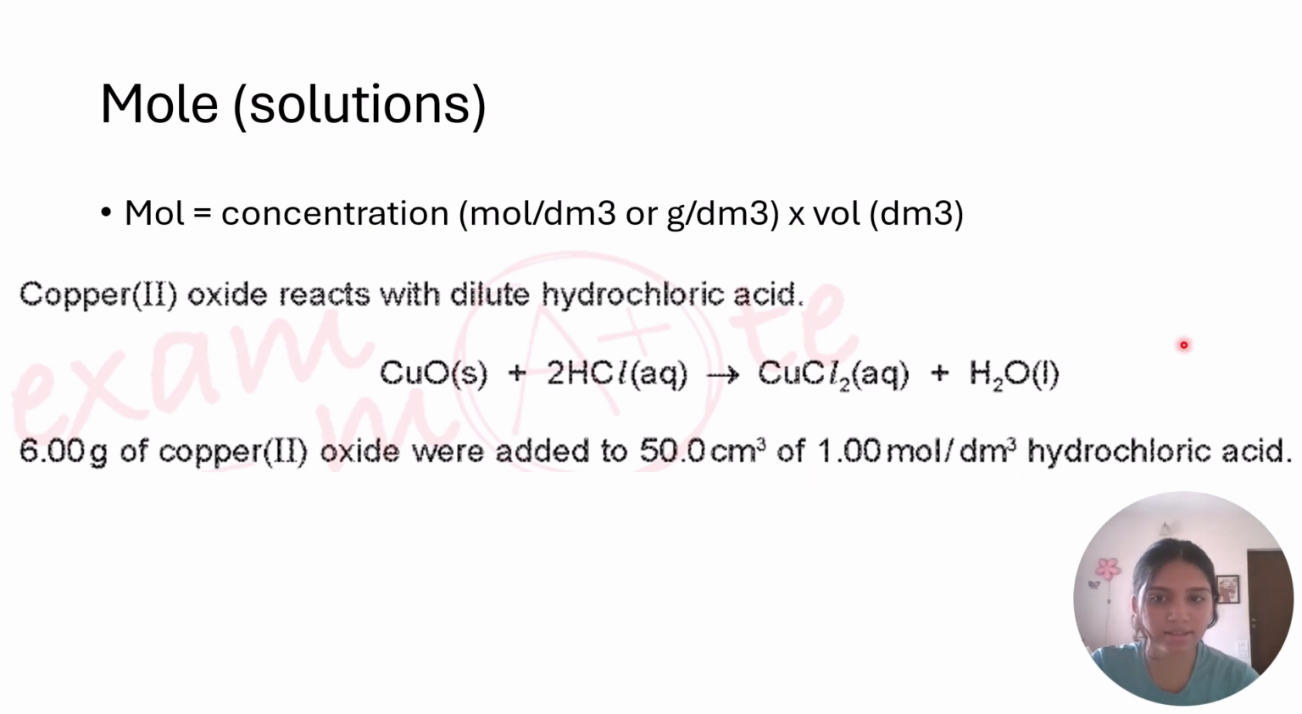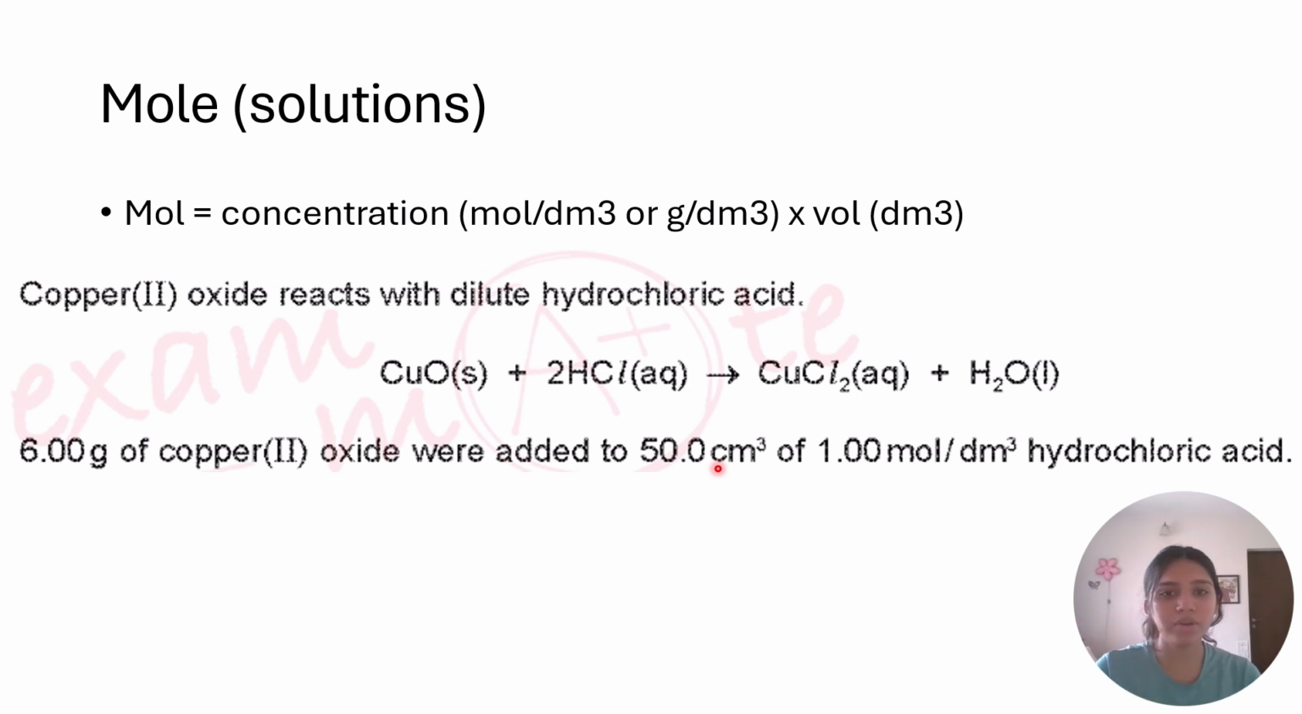So now, to calculate the moles present, I'm going to ask you to calculate the moles of hydrochloric acid present in the solution. What you got to do is multiply the concentration by the volume. Here we have the concentration to be 1 mole per dm cube of hydrochloric acid and the volume to be 50 centimeter cube. When you have these units, you should underline them in your paper so they stand out to you.